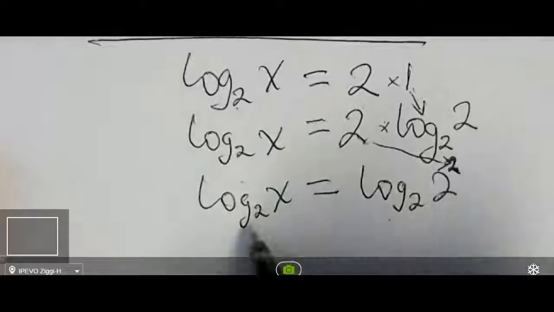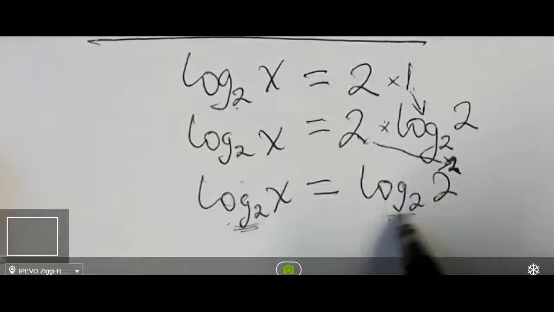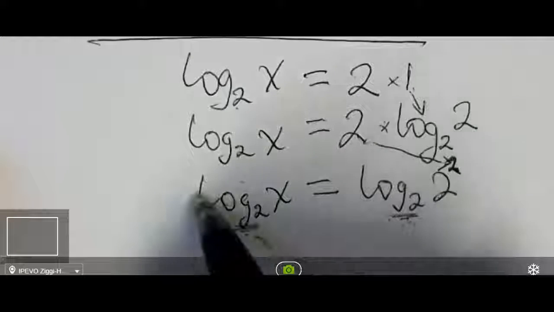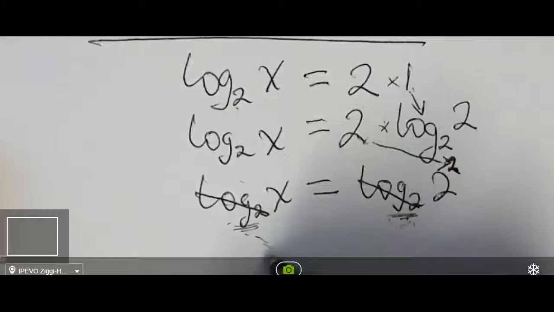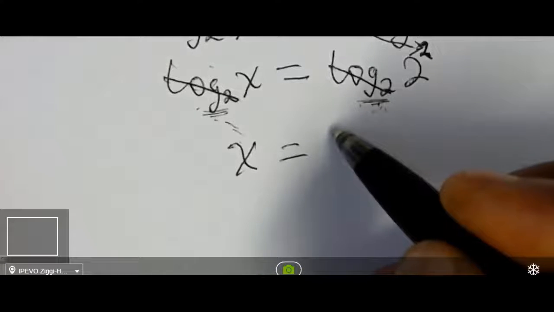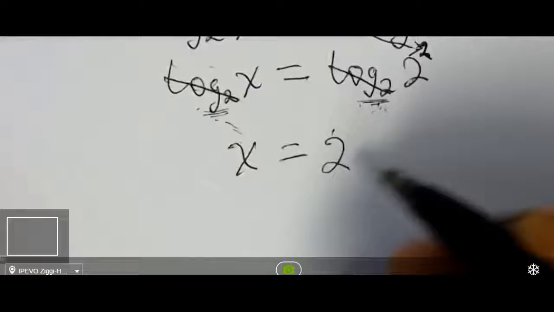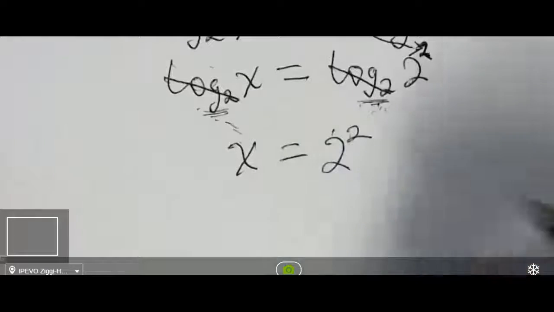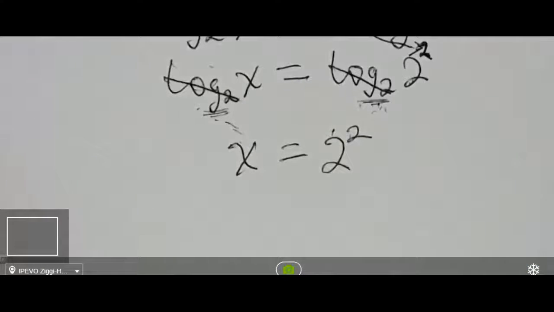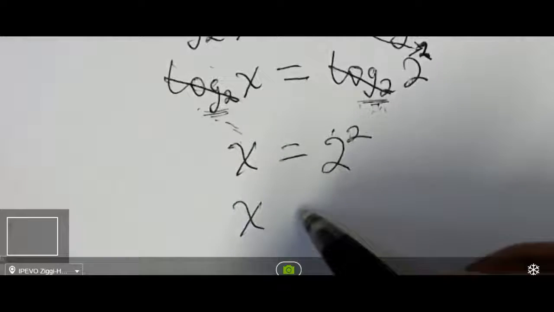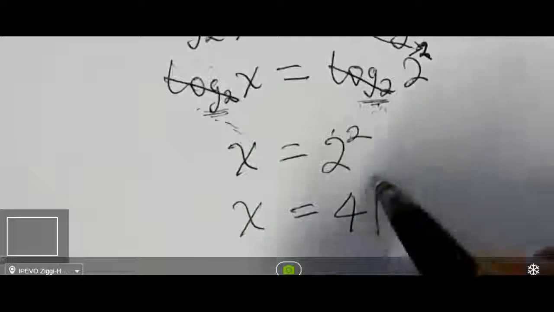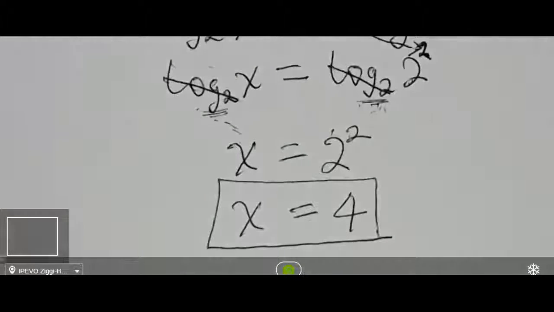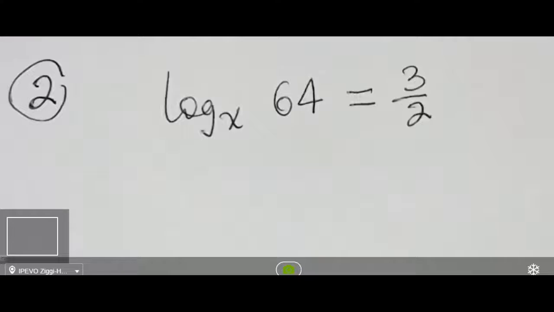So now that this goes up, this is log of base 2 and log of base 2. When the log is the same, that crosses out. You can divide both sides by each other. So we're going to have x is equal to 2 to the second power. Okay, so 2 to the second power, which is 2 times 2, which is 4. Done.